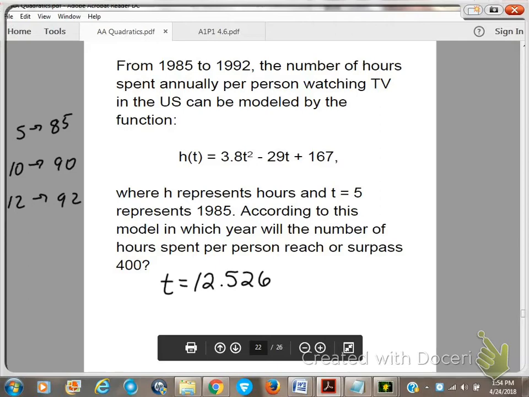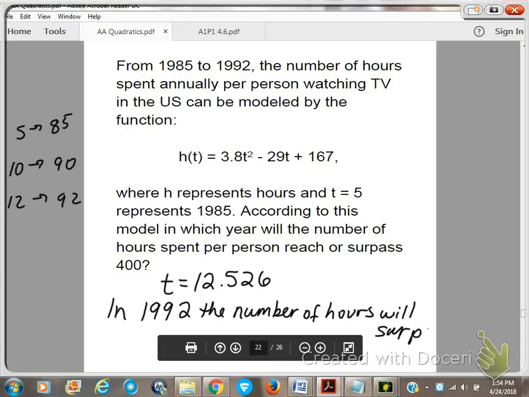0.526 means that it's the year 1992, halfway through that year, like June. Yeah, halfway through that year, okay? So, according to this model, in 1992 the number of hours will surpass 400.